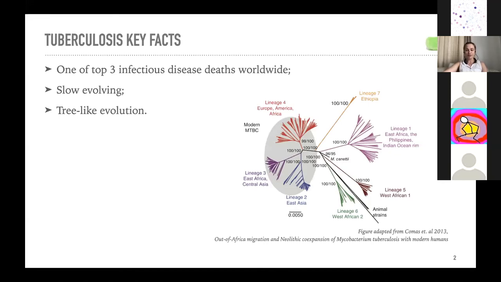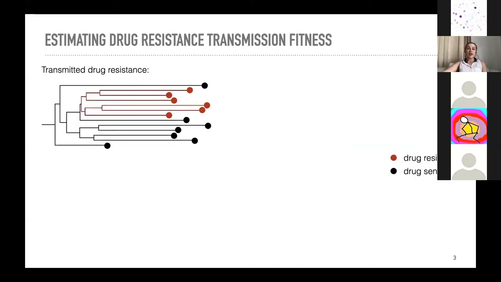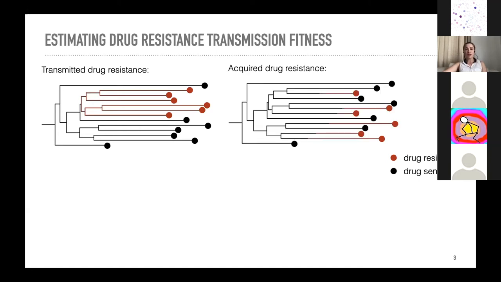may want to apply. So what we would like to do is estimate drug-resistant transmission fitness. So how much fitter or how much less fit are drug-resistant strains in comparison to more drug-sensitive ones? But if we think about the types of drug resistance that are present, one of them could be transmitted drug resistance, where a single individual or single patient acquires drug resistance after treatment, and then goes on to spread that drug resistance to other patients. Another option would be to have acquired drug resistance, where different patients independently acquire drug resistance on their own.